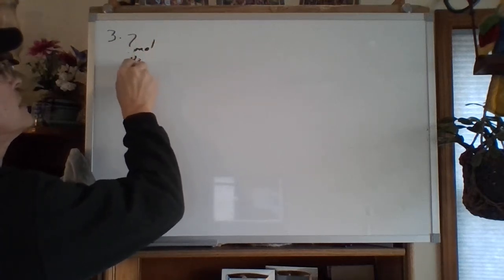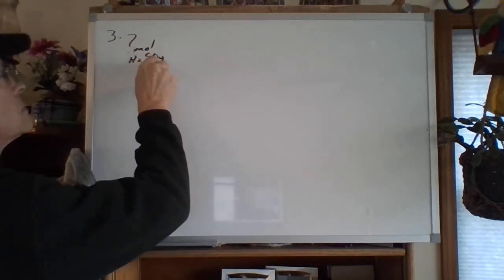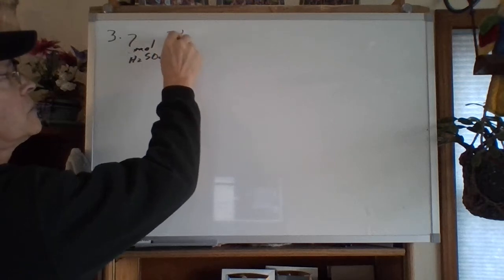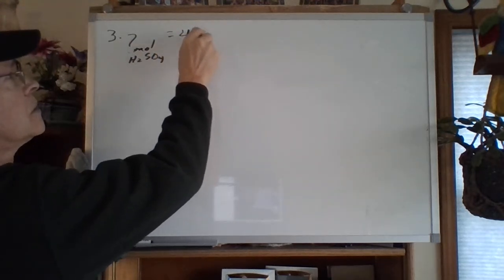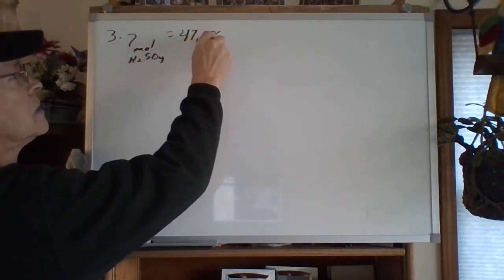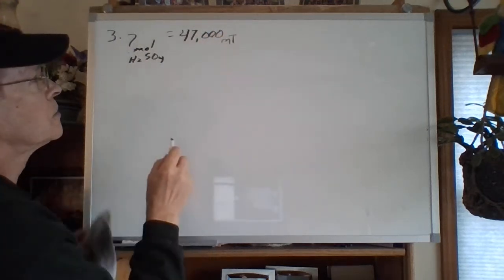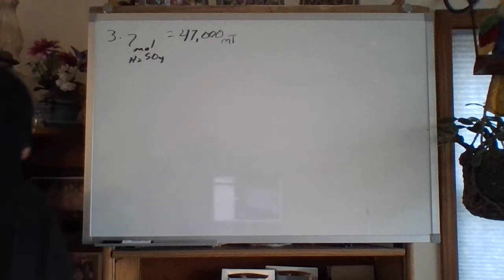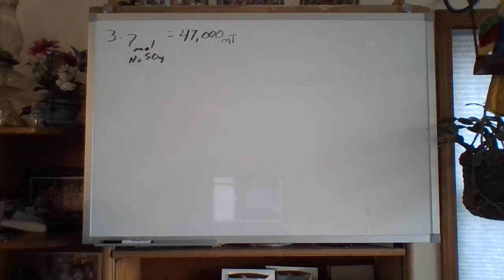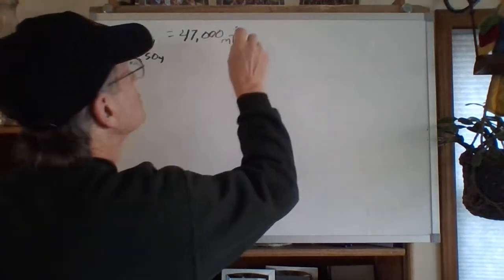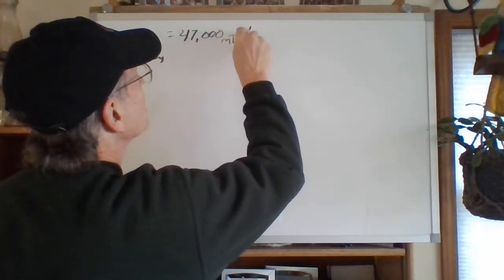How many moles of H2SO4? That's the question. Is 47,000 metric tons. MT for short. Metric tons. Well, a metric ton is 1,000 kilograms, it says. And we want to know how many moles. Oh, metric ton. Well, we can change that to kilograms then.